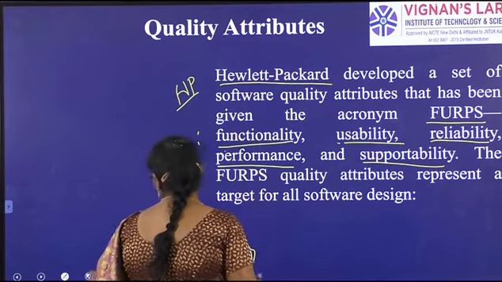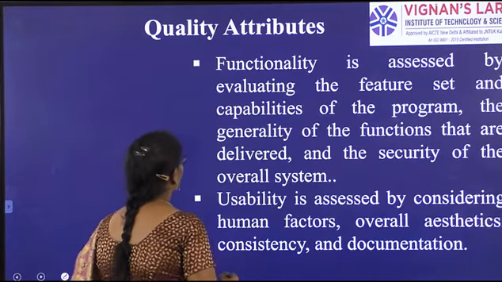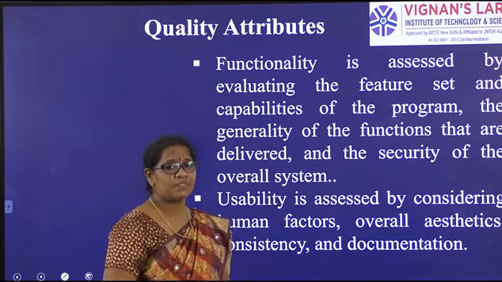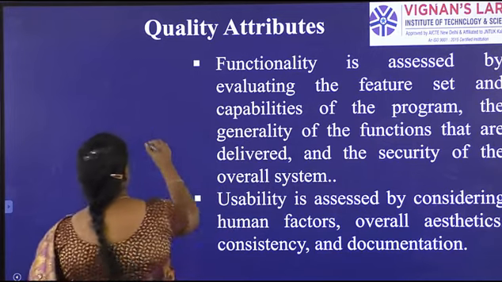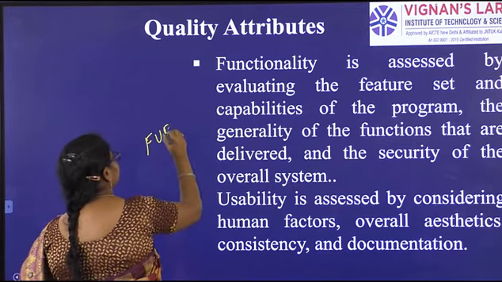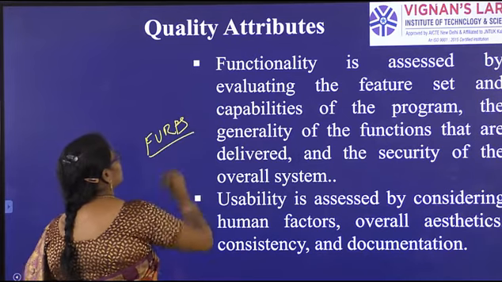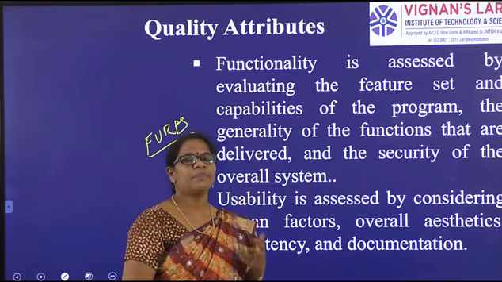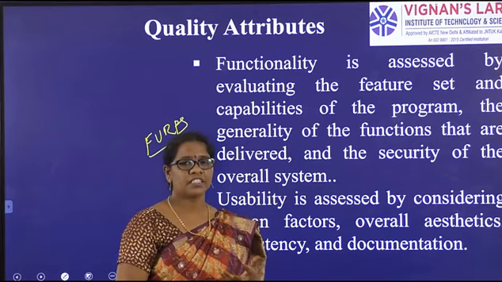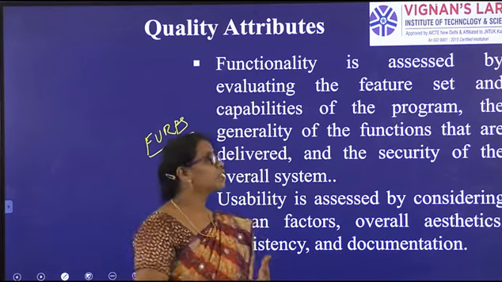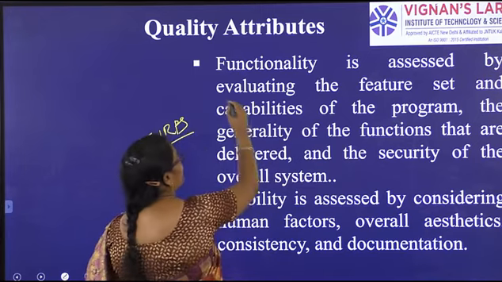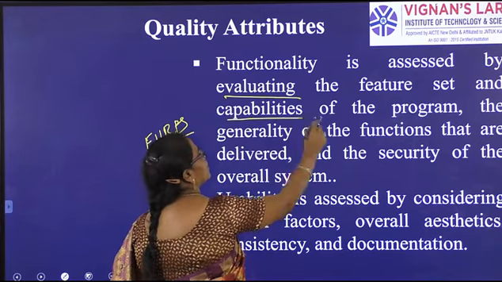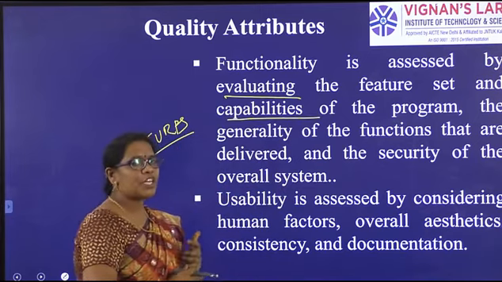Okay, so what is that? Let us go further. The first one in FURPS is functionality. So what is functionality? The word itself gives the meaning: the work it does. It is assessed by evaluating the feature set and capabilities of the program. So how is functionality measured?